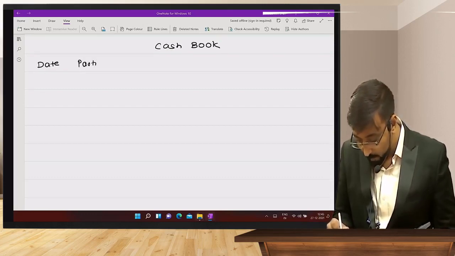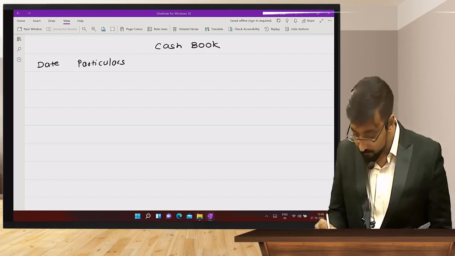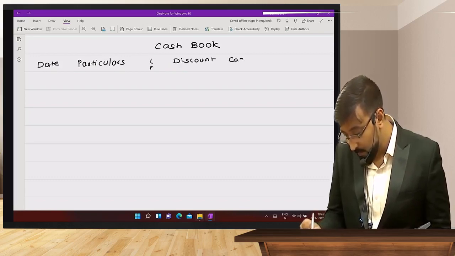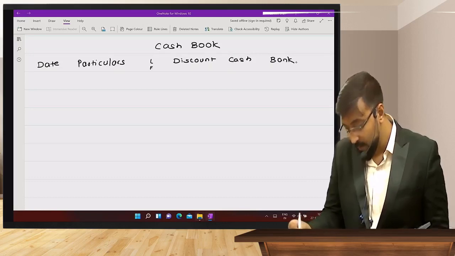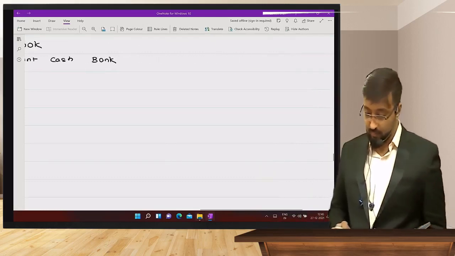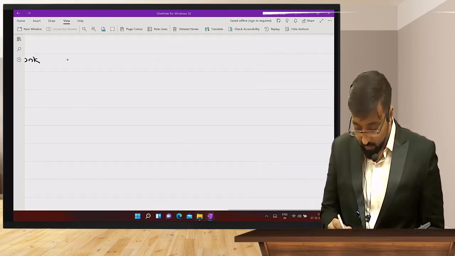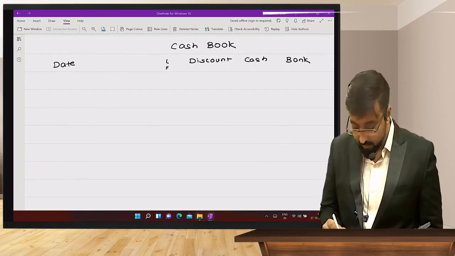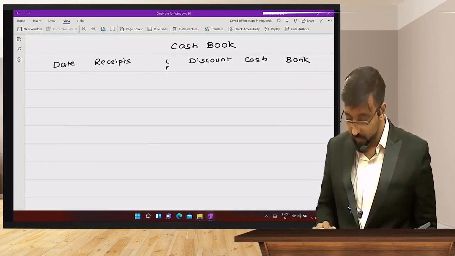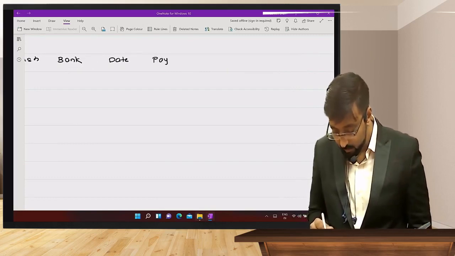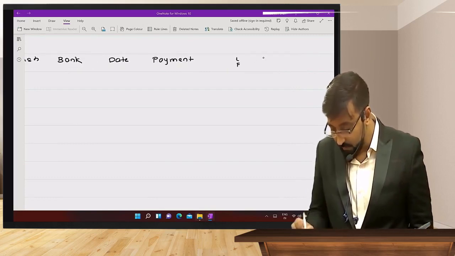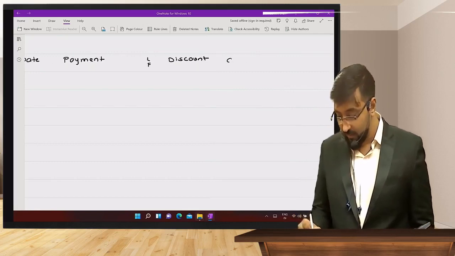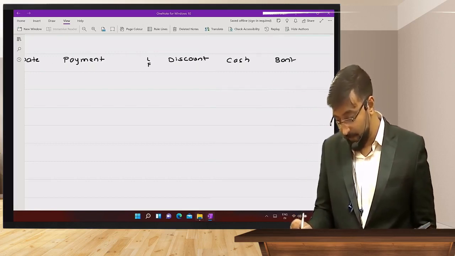Date. Particulars. LF. Discount. Cash, bank. This is my left page. Again, date, particulars. Receipts, then date, payment, discount. This discount shows received or allowed, credit side? Received, very good. Bank.